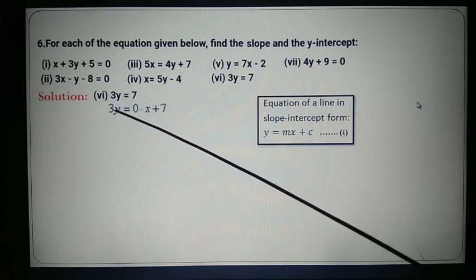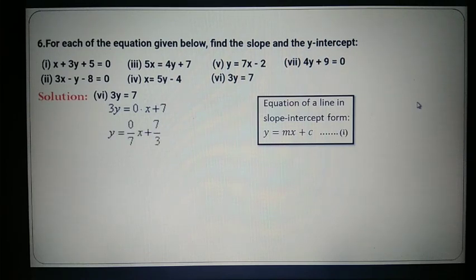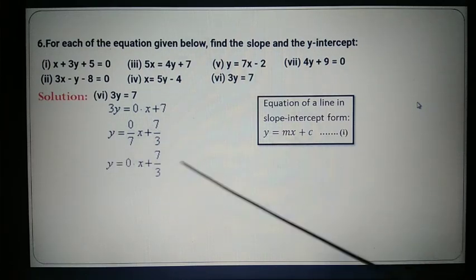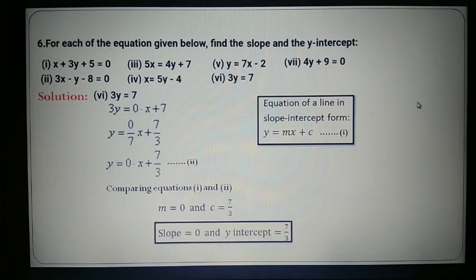And similarly here we have got 3. So to remove this 3, I'll take this to the denominator. Then I'll have this much. And 0 by 7 is how much? It is again 0, right? So 0 into x plus 7 by 3. So if I call this equation 2, let me compare 1 and 2. So by comparing 1 and 2, what will I get? I'll get m to be 0 and c to be 7 by 3. That's why my slope is 0 and y-intercept is 7 by 3. So pause the video to note down.